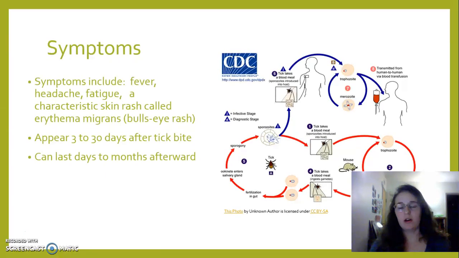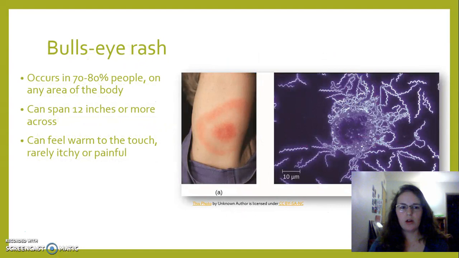So symptoms of Lyme disease are fever, headache, fatigue, and also the characteristic skin rash, which is called the erythema migrans, or more commonly called the bullseye rash. And symptoms can appear from 3 to 30 days after tick bite, and they can last anywhere from weeks to months afterwards. So the bullseye rash actually only occurs in 70 to 80% of people, and it can be on any area of the body, so it doesn't have to be where the tick bites you.